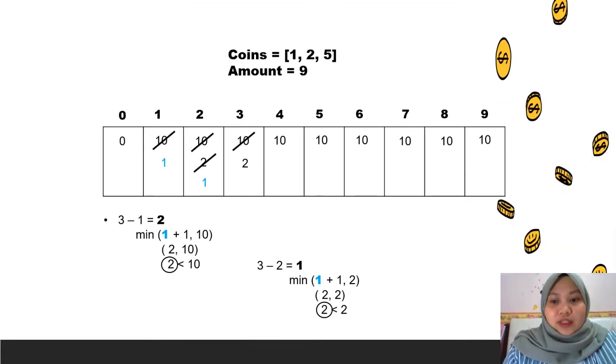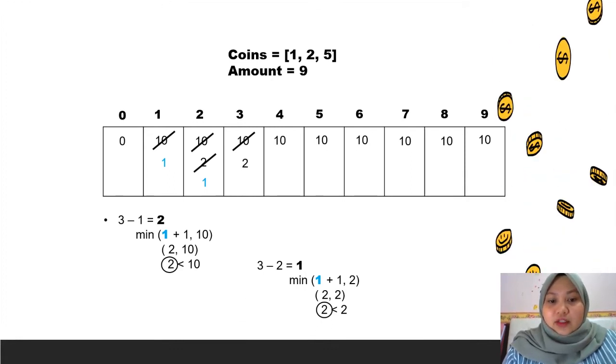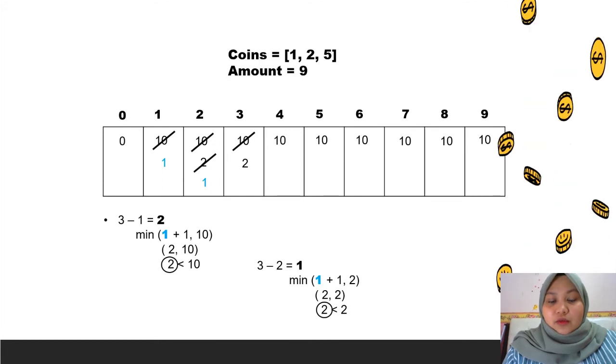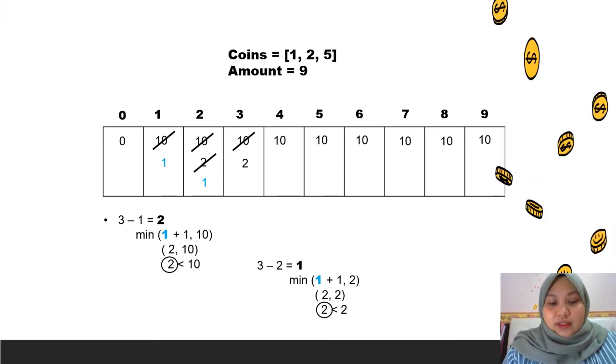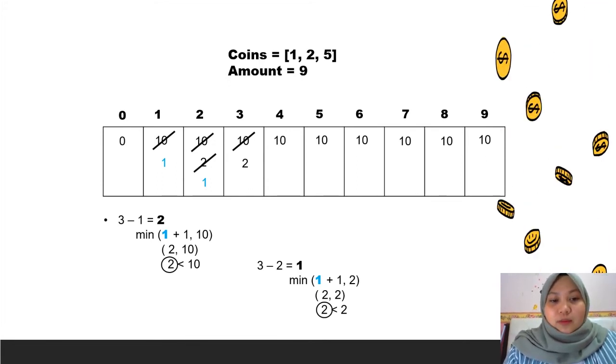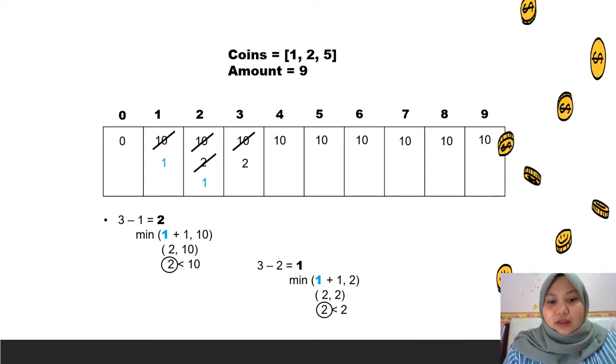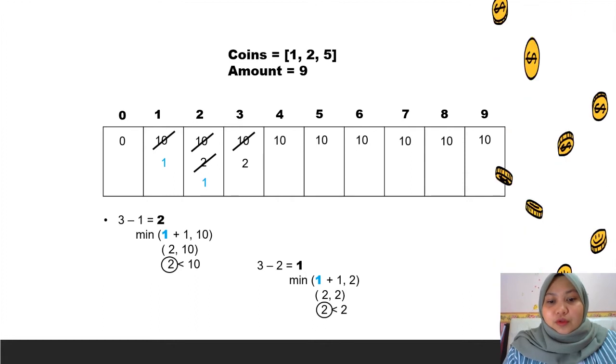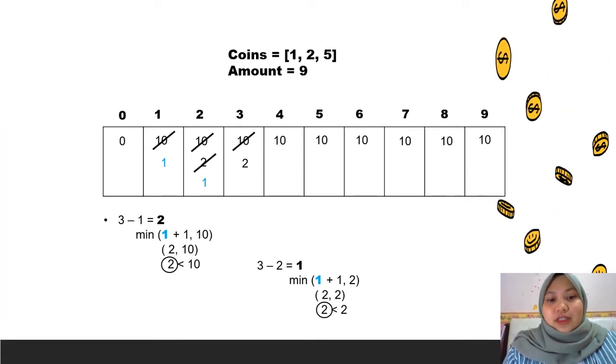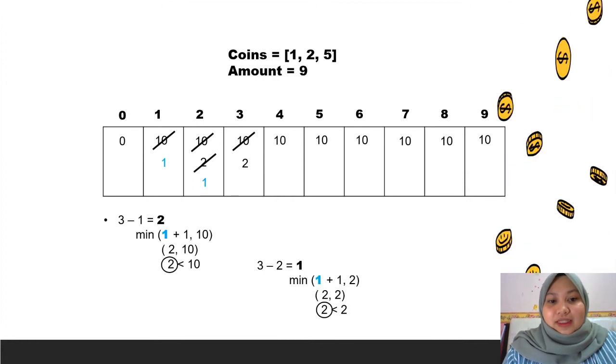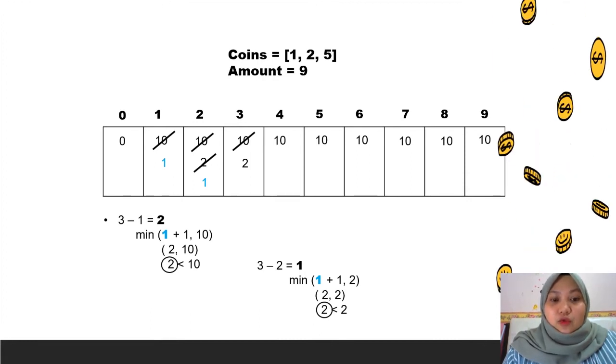So let's try another coin. 3 minus 2 is 1. The answer in subproblem 1 is 1. So we take 1 plus 1, which is 2. So now 2 versus 2, the same answer. So the best answer in subproblem 3 is 2. Nothing changed.